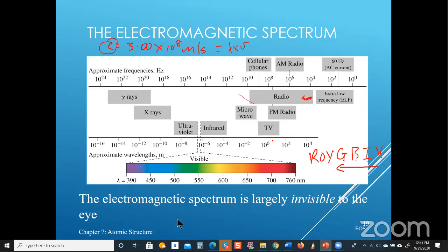So as stated down here, the electromagnetic spectrum is largely invisible to the naked eye. All right, and that's because, as I said before, our eyes are sensitive only to the visible part of the spectrum. And I've been told, I haven't confirmed this yet, that female human beings can make out the difference between violet and indigo. And I have no problem believing that because I cannot tell the difference between those two. So I'm quite sure there's some truth to that.